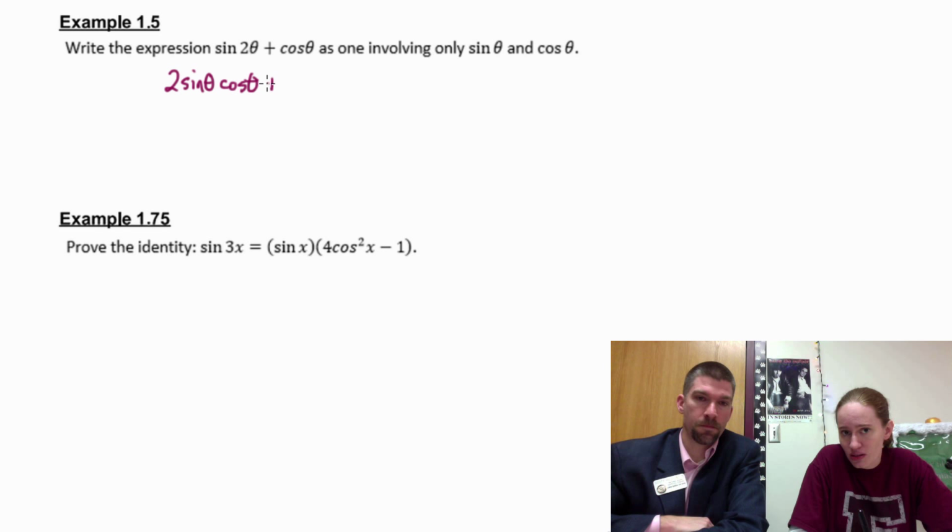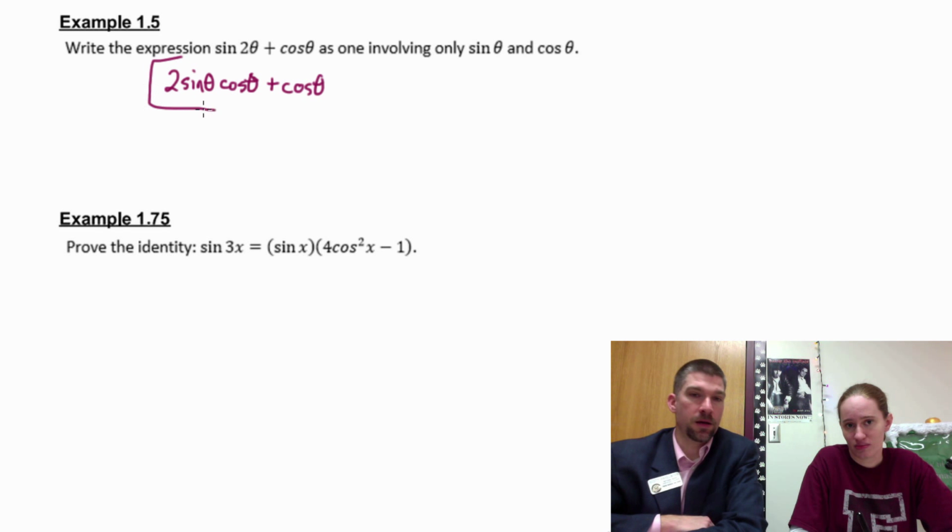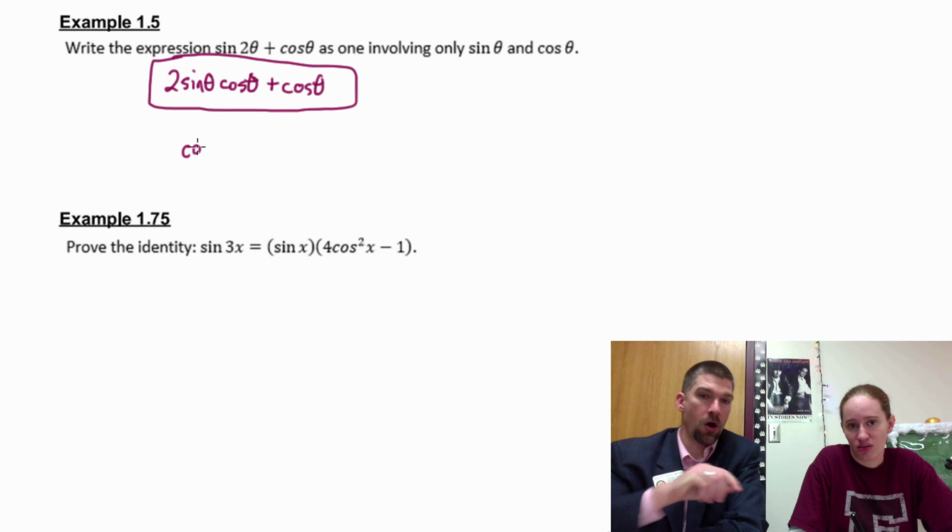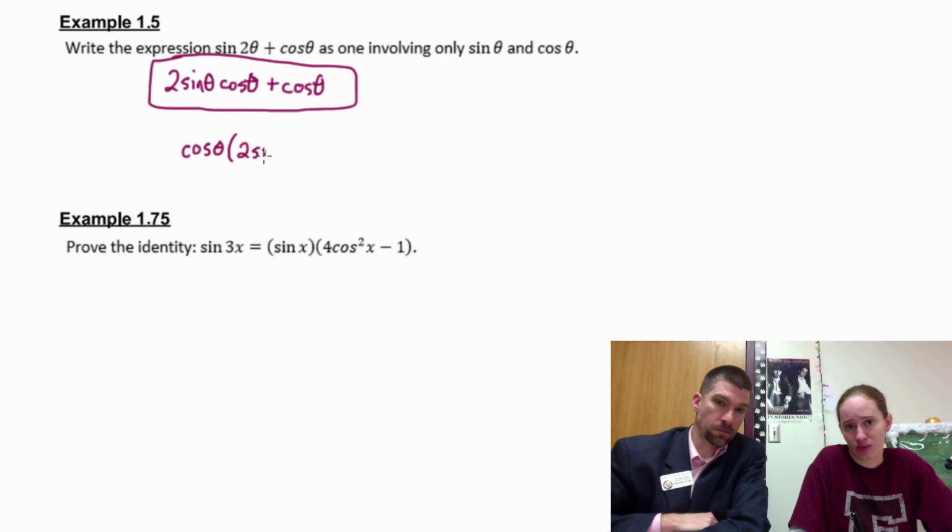Do we need to mess with the cosine theta? I don't think so, because it's still just a cosine theta. Now, this answer is perfectly fine. If you wanted to factor out the cosine theta, that would be fine. That'd probably be a good skill to try, because there are times when you will need to be able to do this. They both have cosine theta, so you can factor it out, and that leaves you with 2 sine theta in the first part.